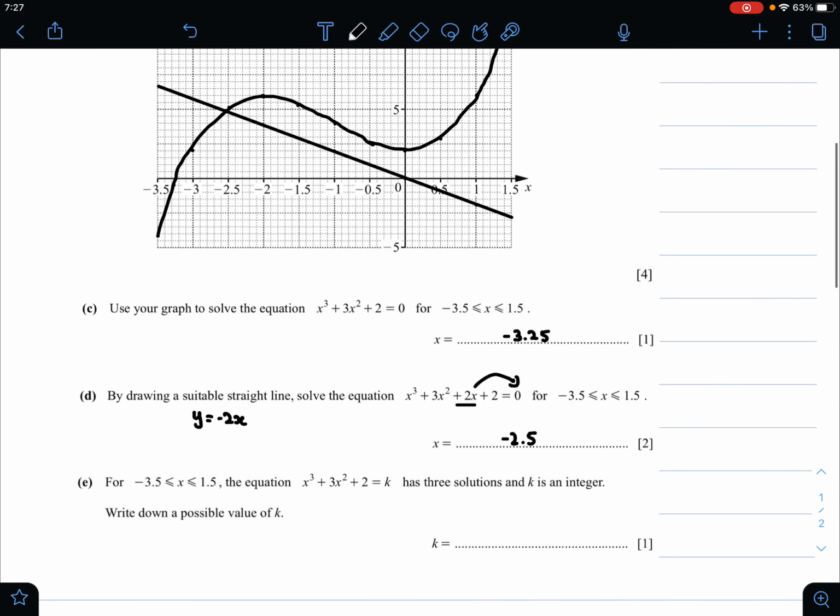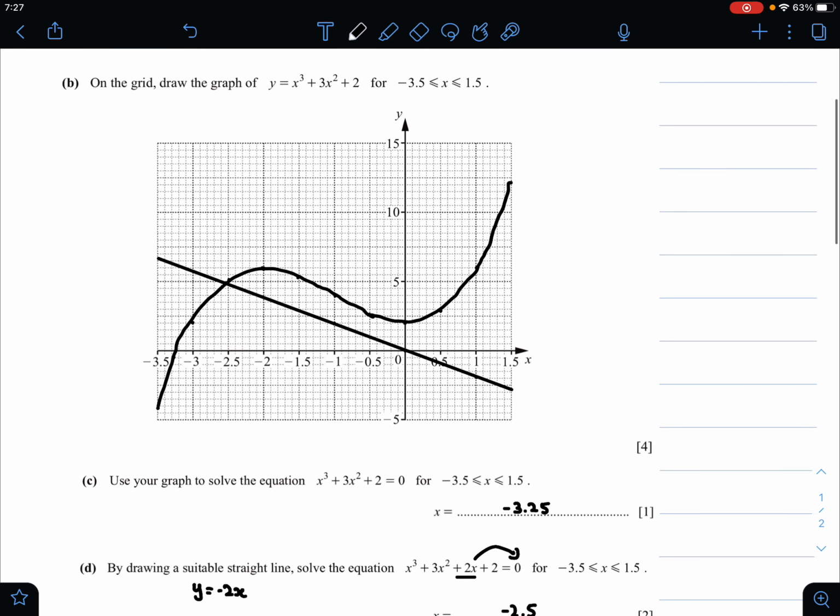For part E, they give -3.5 less than or equal to x less than or equal to 1.5, that is the range of the graph. The equation x cubed plus 3x squared plus 2 equals k has three solutions, and k is an integer. Write down a possible value of k. Since it has three solutions, we need a number where y equals that number. If y equals, say, 2, then we would draw a horizontal line on the graph, and this line has to intersect the curve at 3 points.